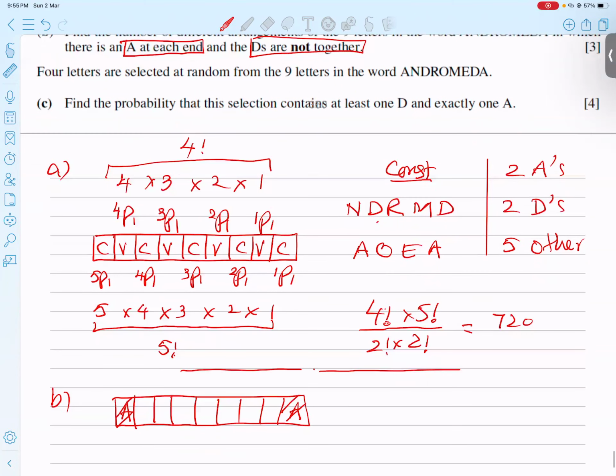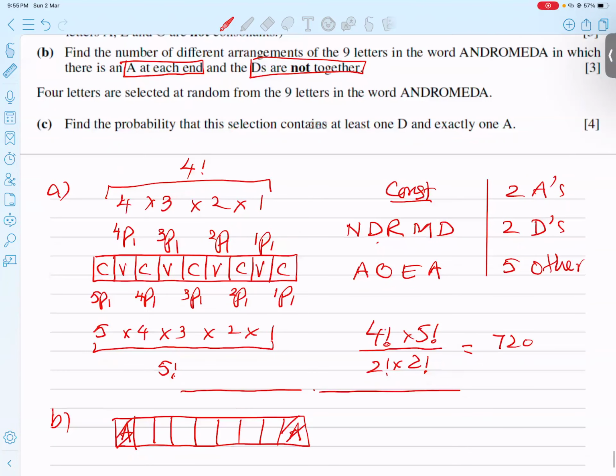First of all, I want to know what the answer is if the Ds are together. So 1, 2, 3, 4, 5, 6, 7. So 7P7 or 7 factorial, same meaning. Because we blocked A, no more repetition of A will come. Only two Ds will repeat. That is why I'm writing here 2P2.